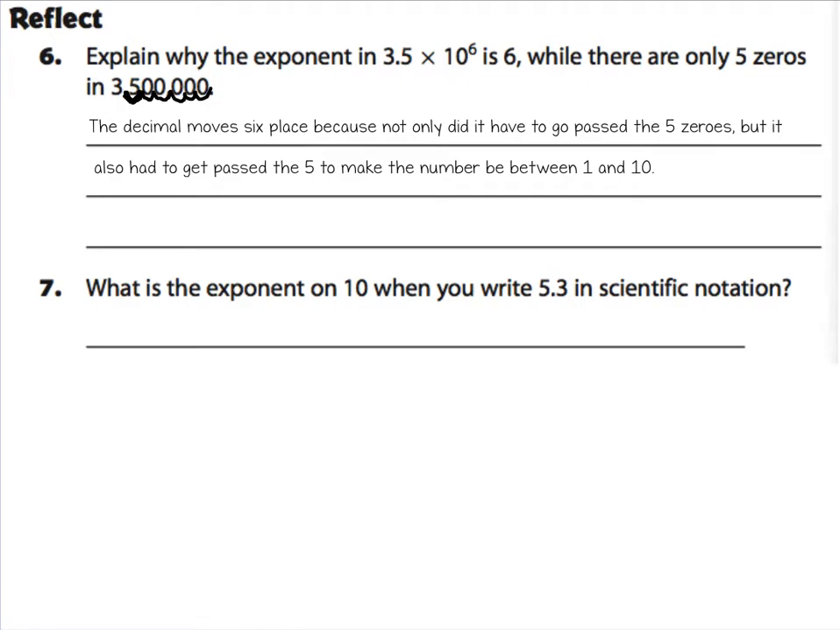So what is the exponent on 10 when we write 5 and 3 tenths in scientific notation? Well, this decimal isn't going to move at all. And think about what we know about our powers and our laws of exponents. Since the decimal isn't moving at all, the exponent would be 0. And then remember, anything to the 0 power is equal to 1. So this would be 5 and 3 tenths times 1, which is 5 and 3 tenths.